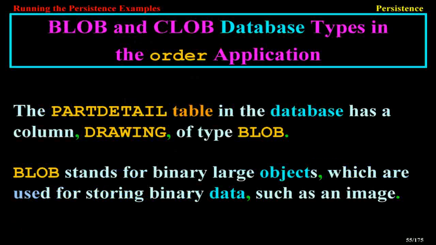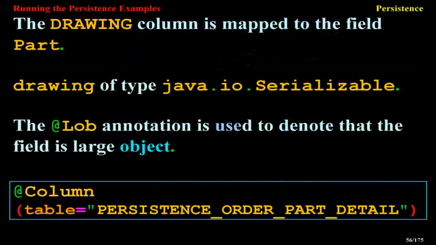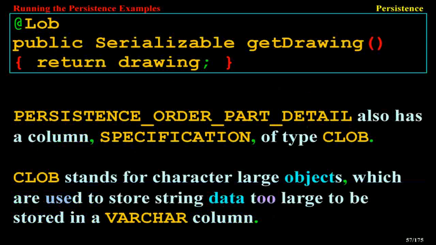BLOB and CLOB database types in the Order application. The PERSISTENCE_ORDER_PART_DETAIL table in the database has a column, drawing, of type BLOB. BLOB stands for binary large objects, which are used for storing binary data, such as an image. The drawing column is mapped to the field PartDetail.drawing of type java.io.Serializable. The Lob annotation is used to denote that the field is a large object. Column table equal PERSISTENCE_ORDER_PART_DETAIL. Lob public Serializable getDrawing() returns drawing.